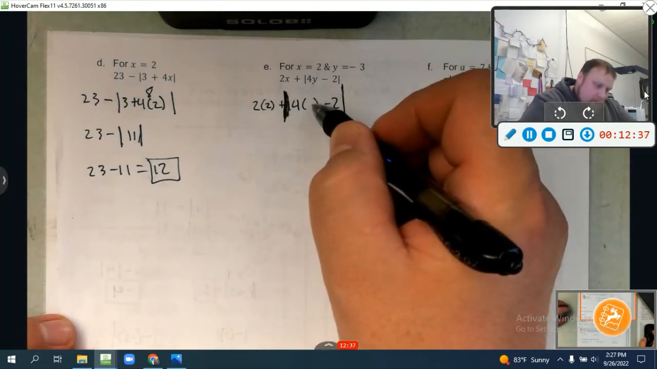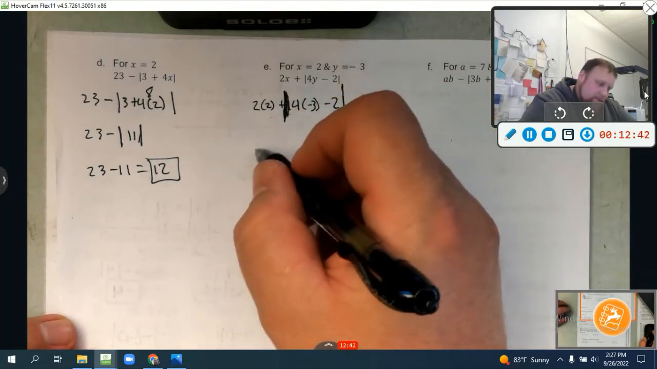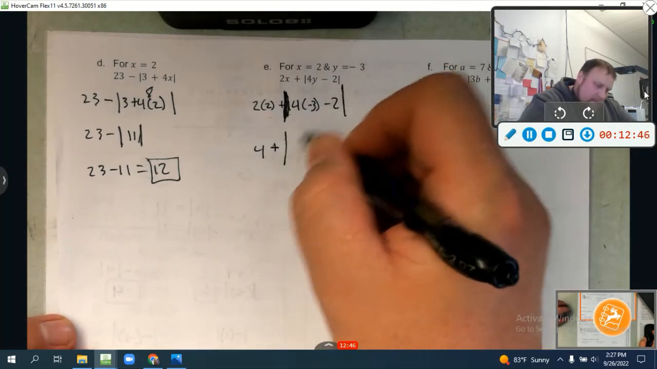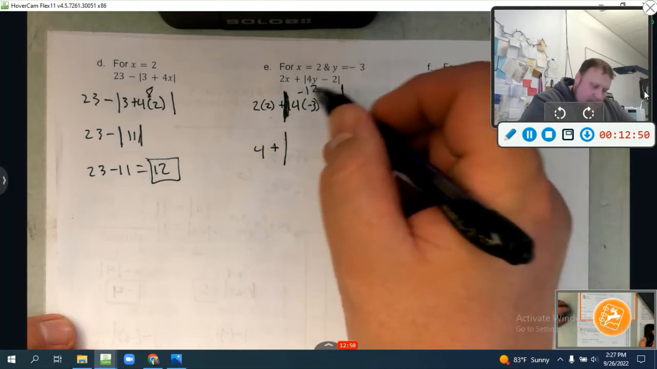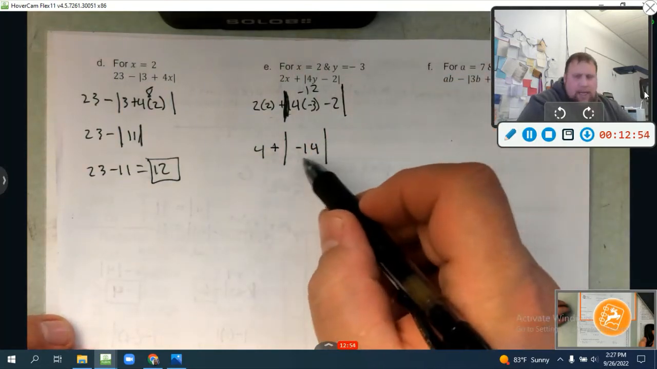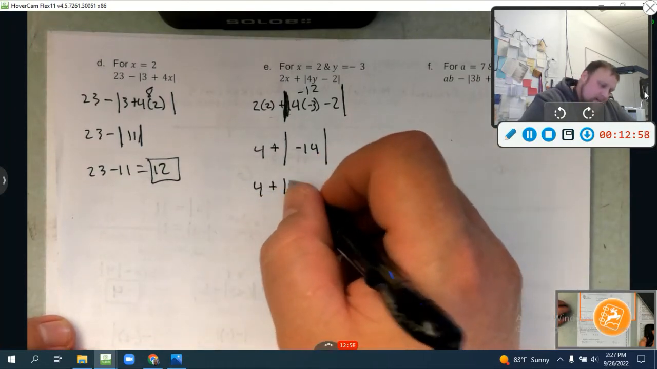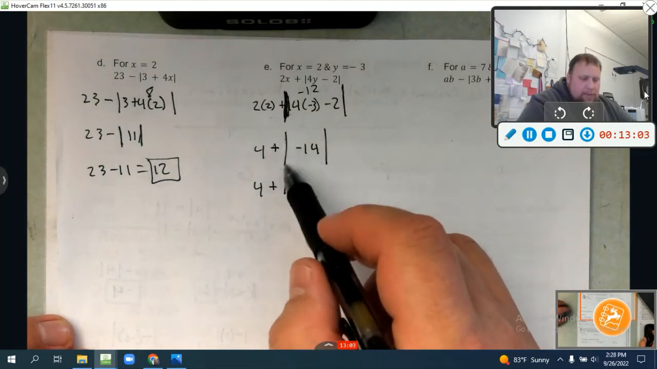Watch this. 2 times 2 is 4, so I'm going to have 4 plus the absolute value. In here I have 4 times negative 3 is negative 12. Negative 12 minus 2 is negative 14. What's the absolute value of negative 14? It is 4 plus positive 14. Notice we didn't combine those signs because an absolute value has to be evaluated first, which equals 18.